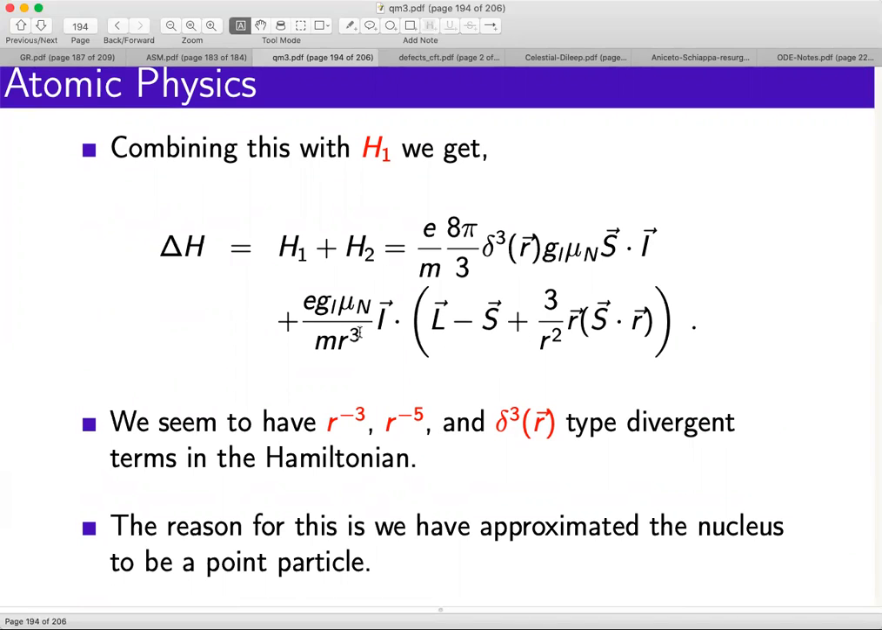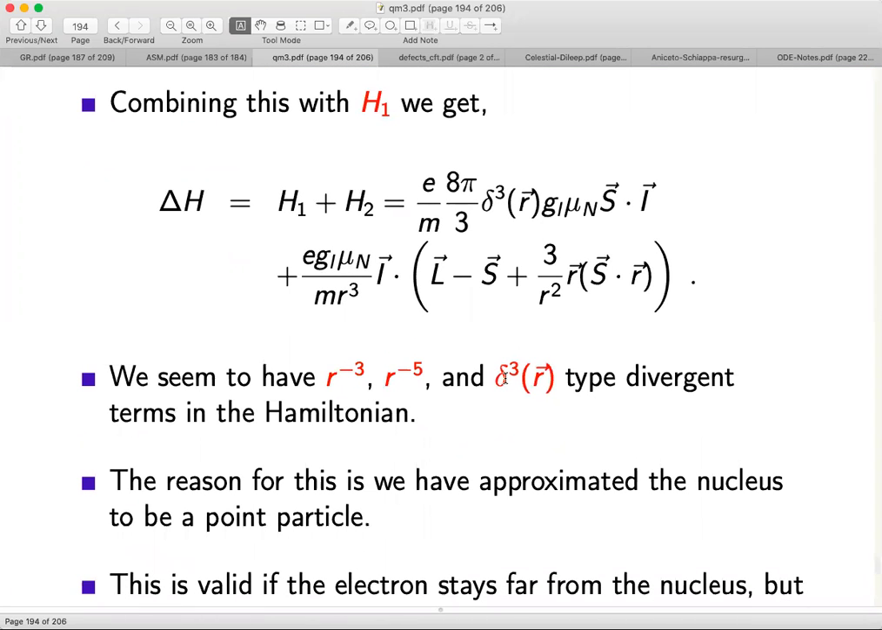Now, this class of approximations is fine, and we could continue using this kind of Hamiltonian, provided the electron spends most of its time far away from the nucleus. If the electron is actually in the close vicinity of the nucleus, then this point particle approximation of the nucleus is not correct, and in that case you will have to revisit this problem, abandon this kind of expansion, and do a finite size correction of the nucleus to the electronic problem.